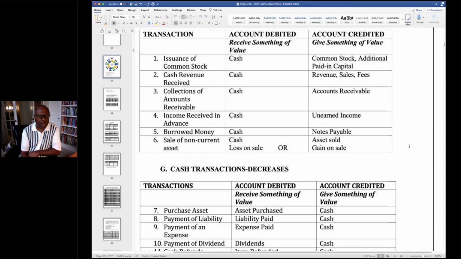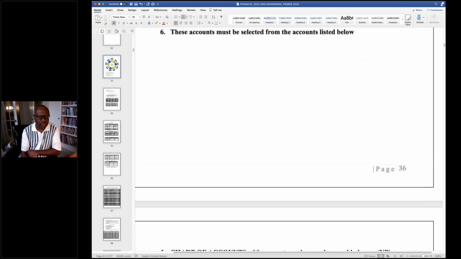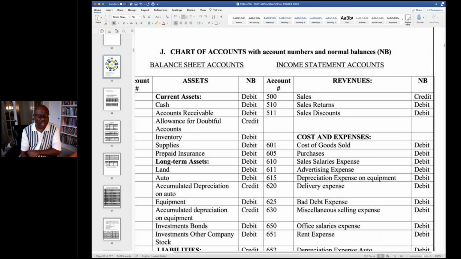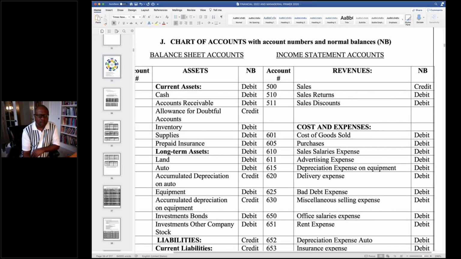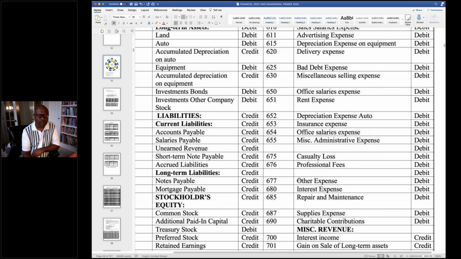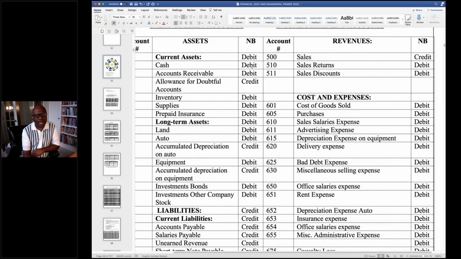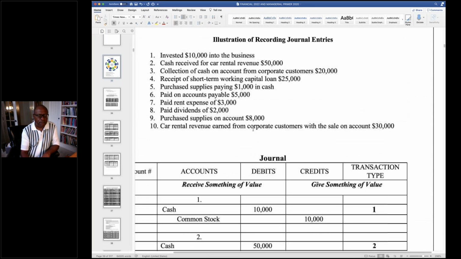Transaction types, you should always have this handy so you make sure you can make journal entries. On this chart of accounts, I told you last time, look at these normal balances that an account is supposed to have. That's the normal balance that should be in the T account as well as the trial balance. So if accounts receivable has a credit balance, you know that something is wrong. So this becomes very important.